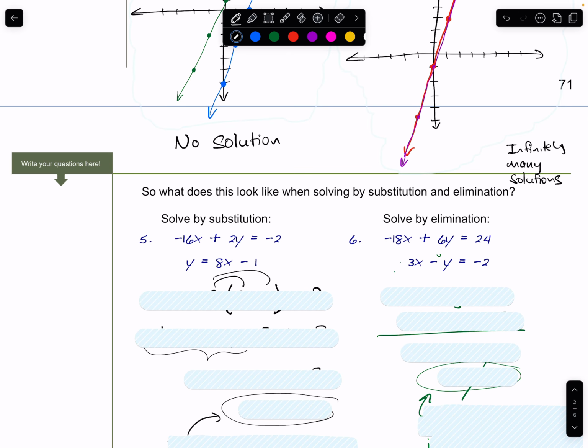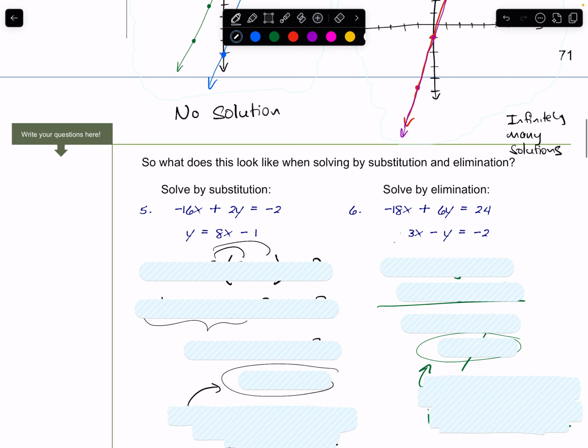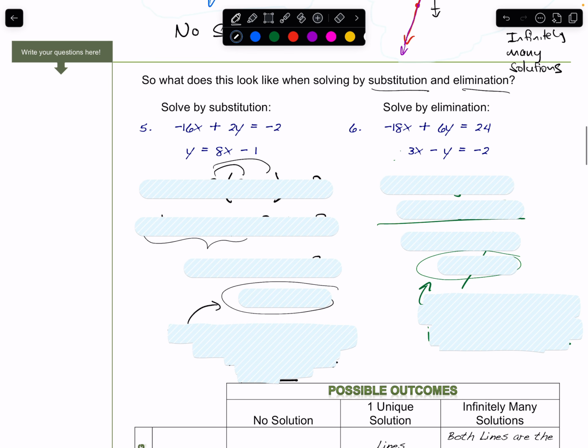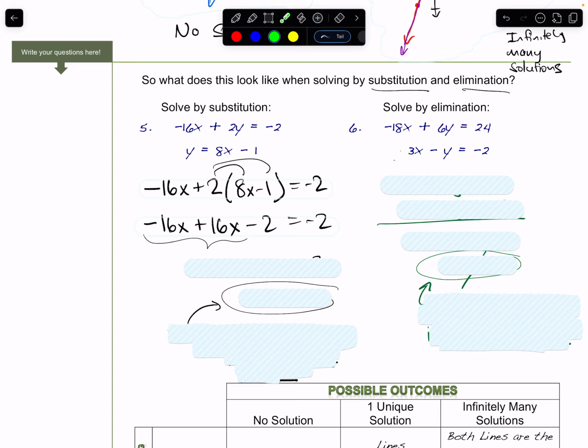Okay, so that's graphing. Now let's take a look at how we can identify these special situations, these weird things that happen if we're using substitution or elimination. So number 5, we are substituting. And remember, for substitution, you want to get one variable by itself. We already have that. Since y equals 8x minus 1, I'm going to take 8x minus 1 and plug it in for y in the first equation. And when you substitute, make sure you put parentheses around the thing you're substituting in so that you remember to distribute. And we'll get that.